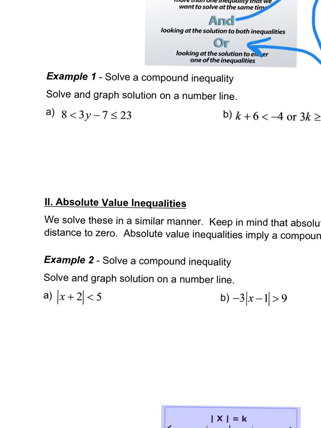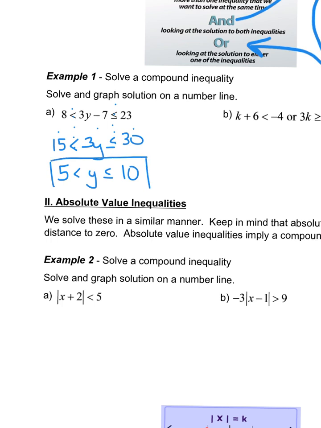Typically, you probably should be quite familiar with this. If it helps, you're welcome to do the railroad tracks, because as you're solving, when you want to get y by itself, you need to add 7 to all three parts. So you're going to have 15 is less than 3y is less than or equal to 30. Then we're going to divide each part by 3. 15 divided by 3 is 5. 3 divided by 3 is 1. 30 divided by 3 is 10. So my answer is 5 is less than y is less than or equal to 10.